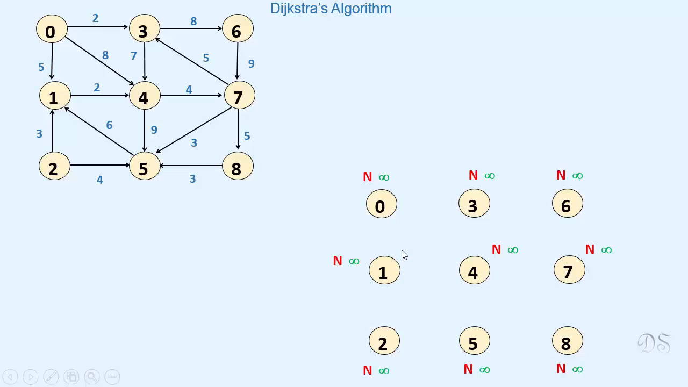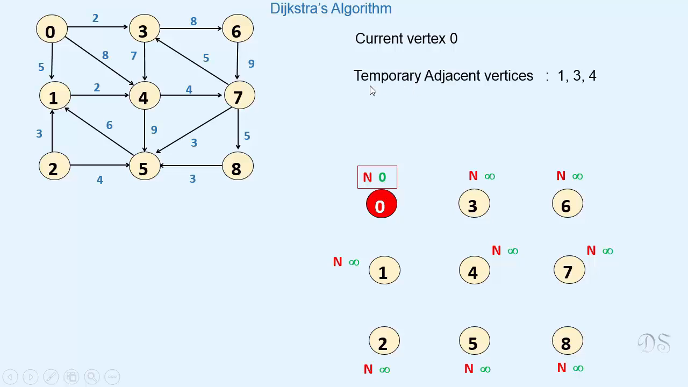Now the first step is to make path length of source vertex 0. So we make path length of this vertex 0 equal to 0. Now from all the temporary vertices, we have to find the vertex which has minimum path length. So this vertex 0 is a vertex with the minimum path length. So we'll make it permanent. Now this vertex 0 is our current vertex. Now we have to examine all the temporary vertices that are adjacent to this vertex 0. So these are the temporary vertices 1, 3 and 4 which are adjacent to this vertex 0. So now we'll examine these vertices one by one.